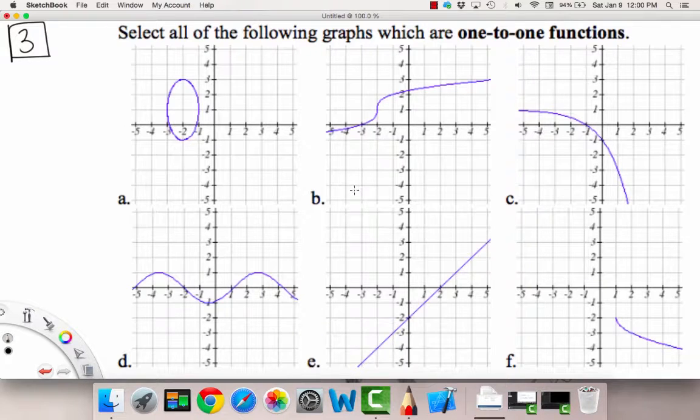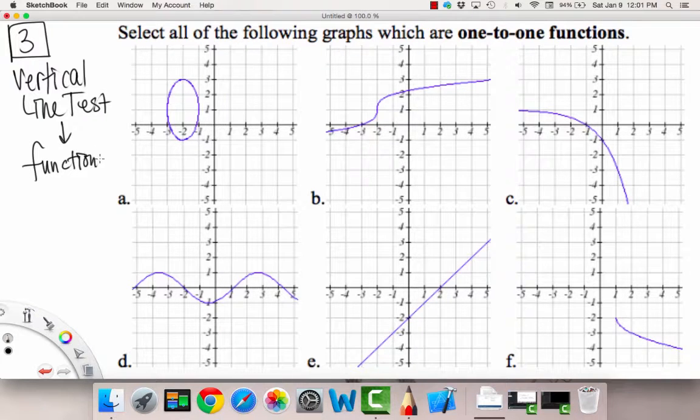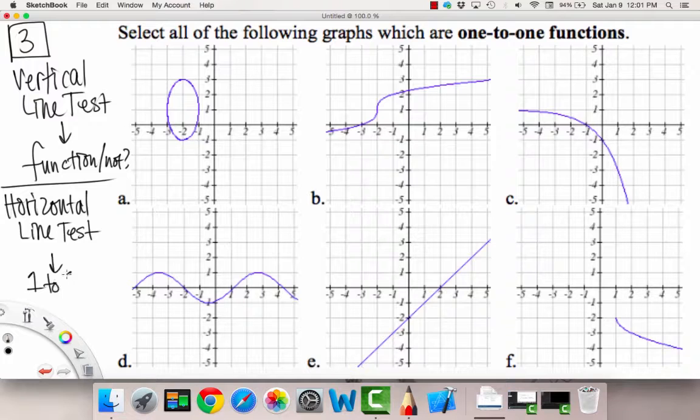Okay, number 3, we're going to select all of the following graphs which are one-to-one functions. Whenever you see the term one-to-one functions with reference to graphs, we have to do 2 tests. The first test is the vertical line test, to see if it's even a function or not. Then if we get past that, we implement the horizontal line test to see if that function is one-to-one or not.